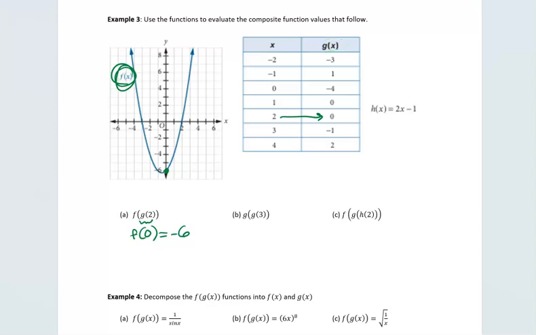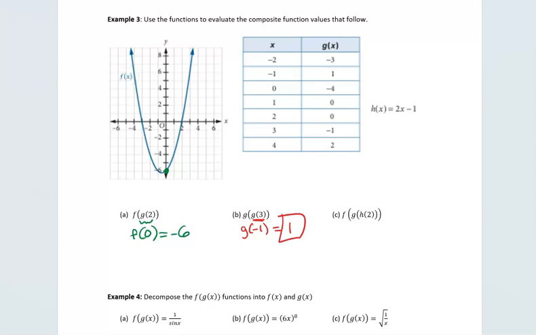For the next problem, we're finding g of g of 3. So let's start with g of 3. G of 3 is -1. So we're going to find g of -1. G of -1, according to this table, is 1. So that's the answer.